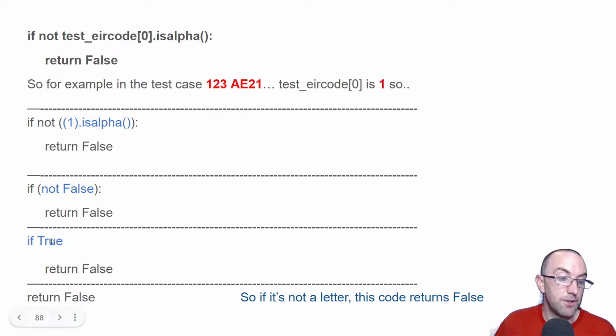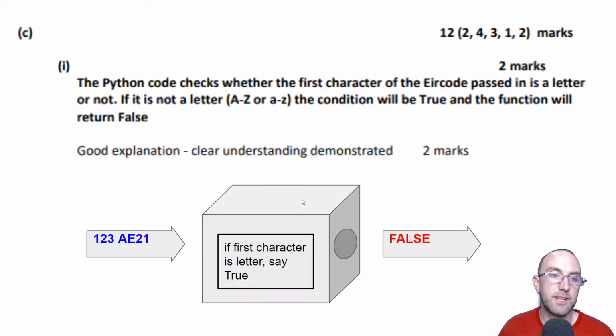Not false is true. If true, return false. So that's going to return a false. So I know that from doing this, if I put in a number, it gives false. If I put in a letter, it gives true. So the marking scheme agrees here. It just says that the code checks if the first character passed through a function from earlier on, passed in, is a letter or not. If it's not a letter, it'll be true and the function will return false.